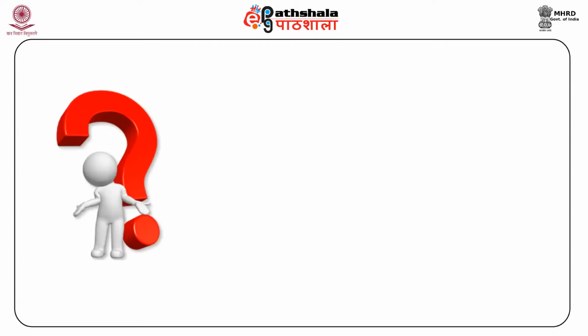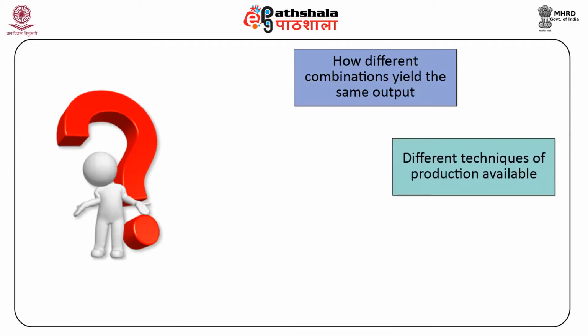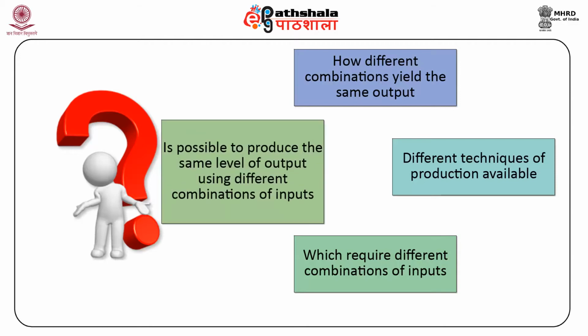Now, the question is how the different combinations of inputs can yield the same output. The answer is that since there are different techniques of production available in the world, the different techniques of production require different combinations of inputs, and thus it is possible to produce the same level of output using different combinations of inputs and techniques of production.